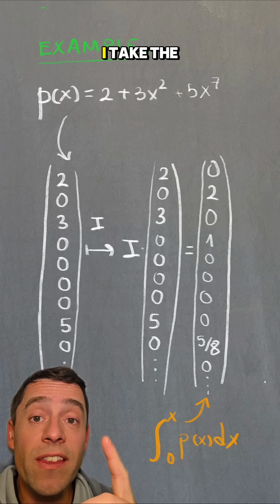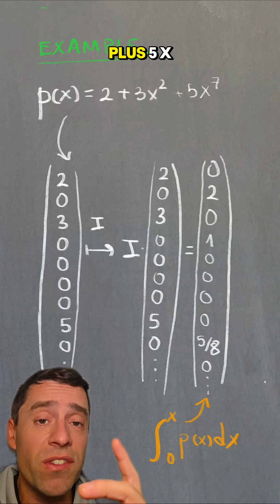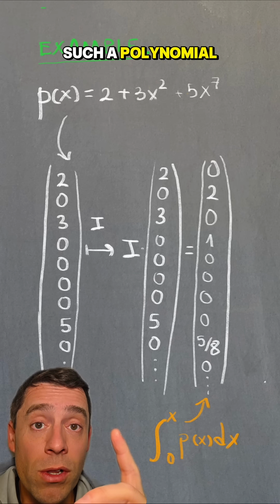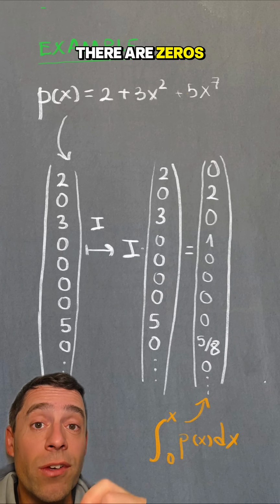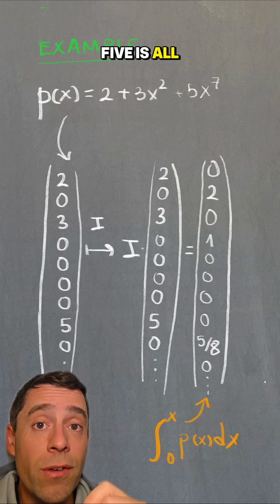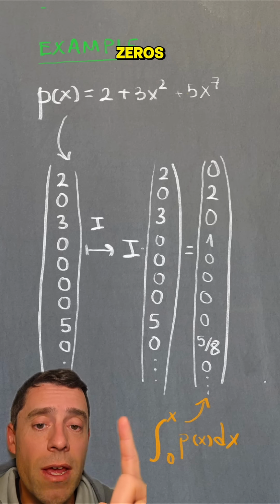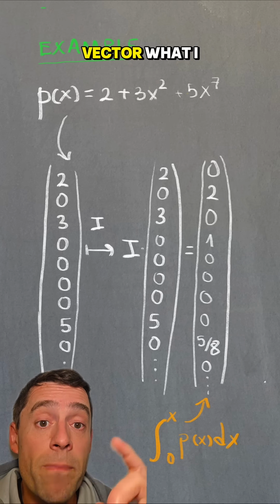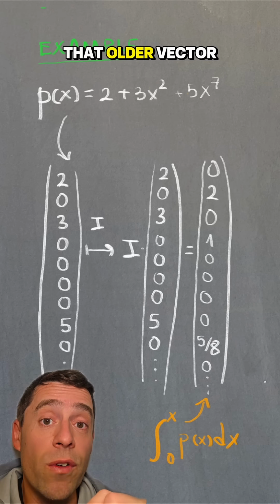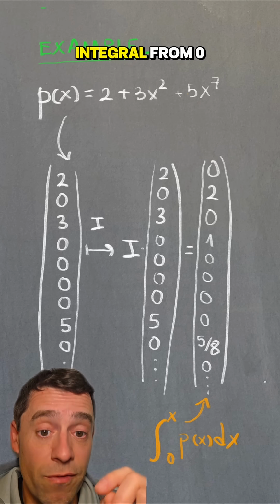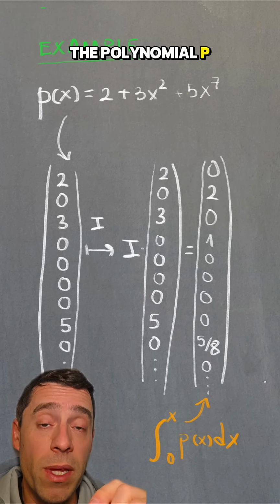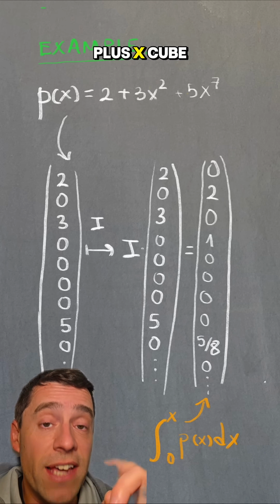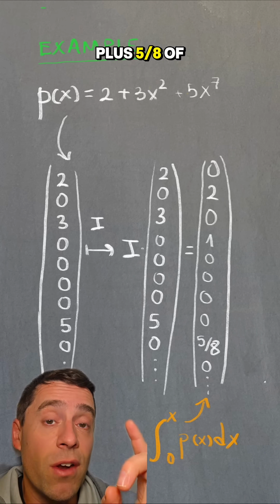For example, if I take the polynomial 2 plus 3x squared plus 5x to the 7, these would be the coordinates for such a polynomial. And notice that after the 5 there are zeros, infinitely many zeros. But if I multiply I by that vector, what I will get is that other vector, which is the integral from 0 to x of the polynomial p of x. So the answer is 2x plus x cubed plus 5/8 of x to the 8.